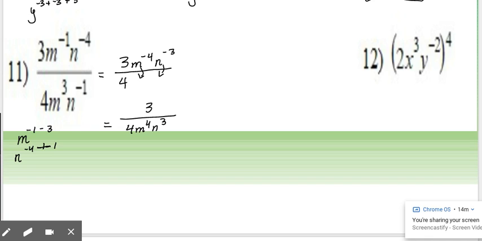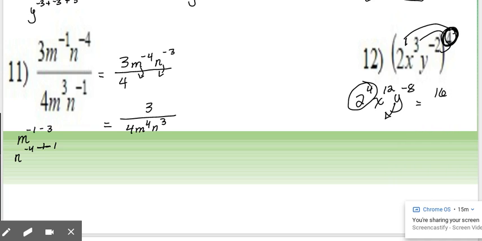The very last one is the power property again. So remember, all those exponents get multiplied by the 4. For the 2, 1 times 4 is 4. For the x, 3 times 4 is 12. And for the y, negative 2 times 4 is negative 8. Okay, take care of 2 to the 4th, and I need to fix the y. So 2 to the 4th is 16, x to the 12th, y moves to the bottom as y to the 8th. And I am finished.